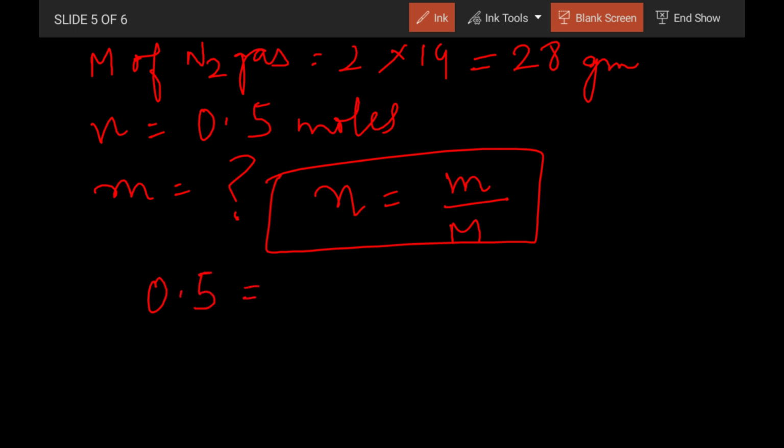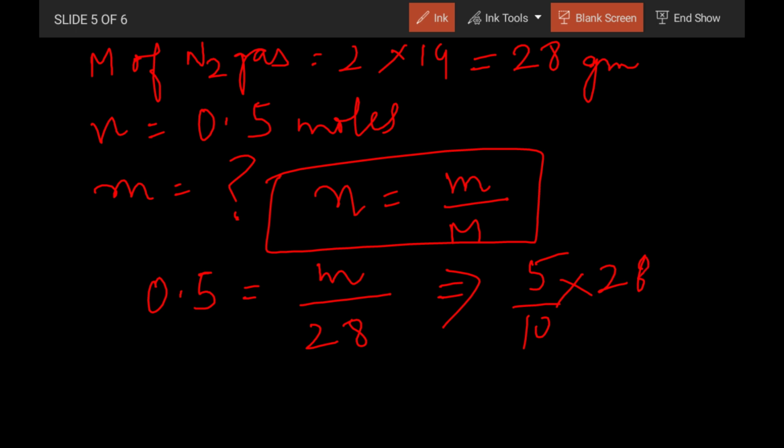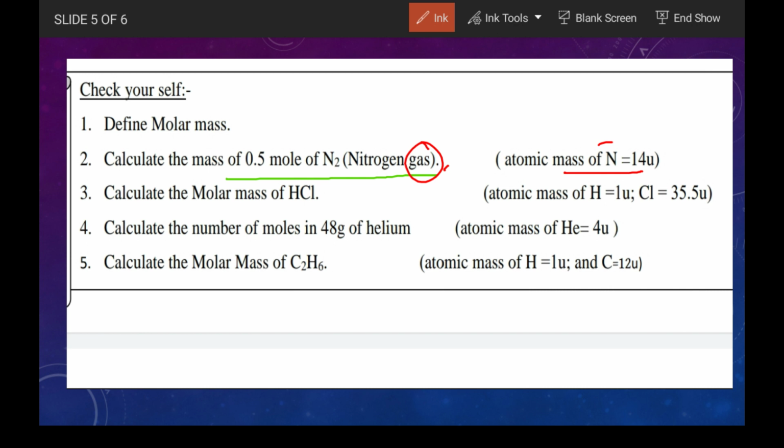So according to the formula, we will put the values. 0.5 is equal to small m upon 28, giving rise to 5 by 10 into 28 is equal to m, giving rise to 14. So your given mass of nitrogen gas is 14 gram only. So this is the answer of question number 2, that is 14 gram.